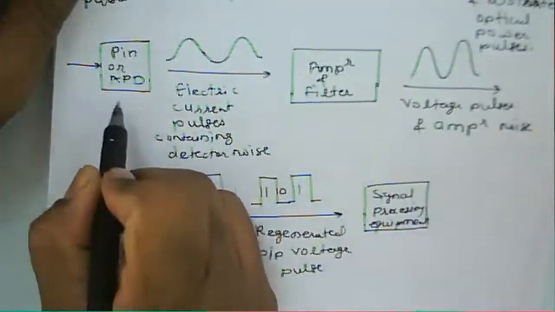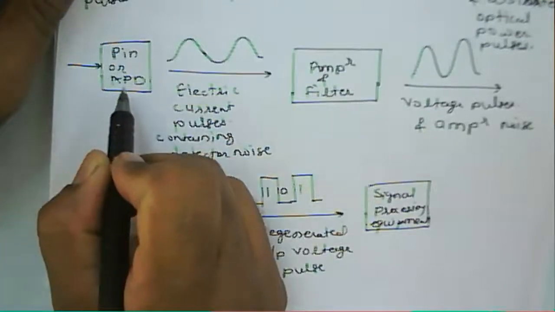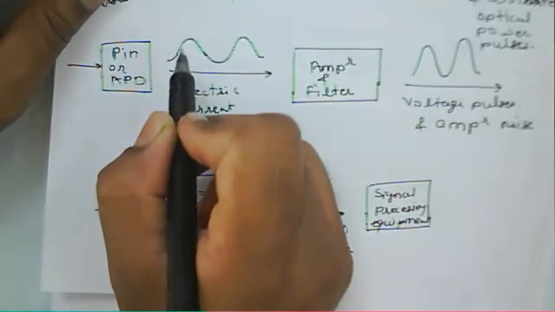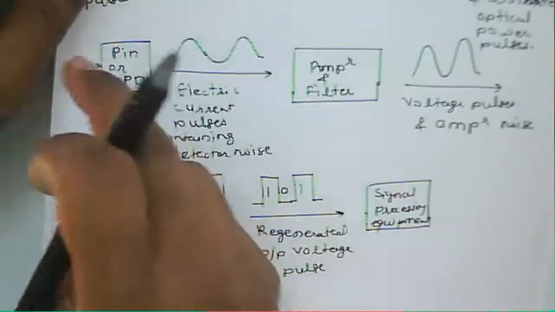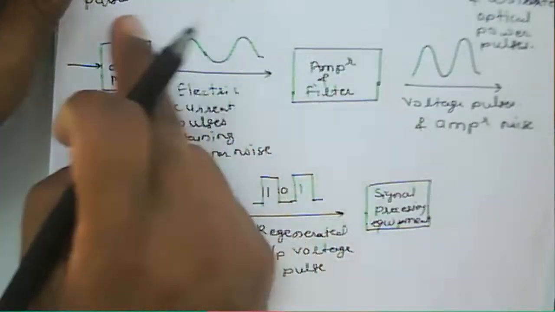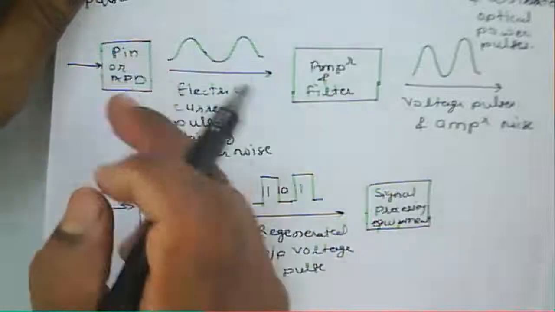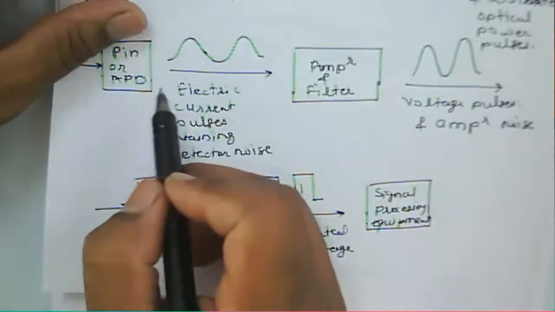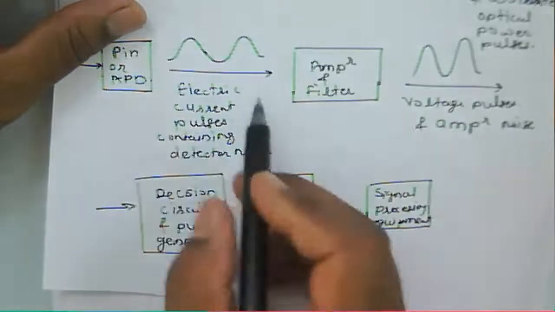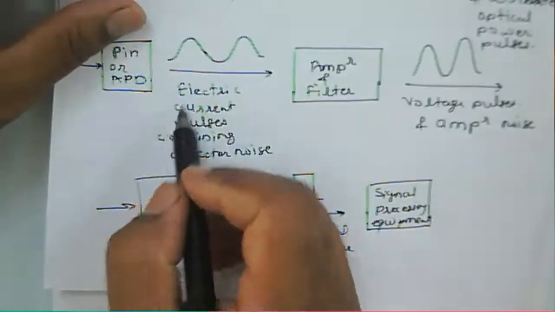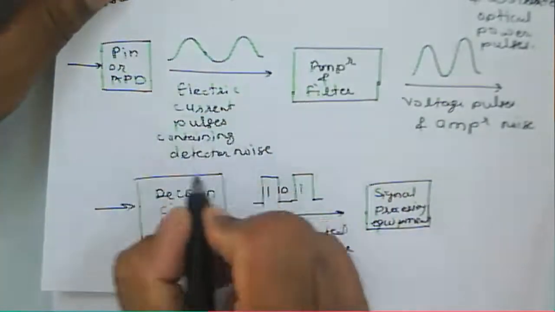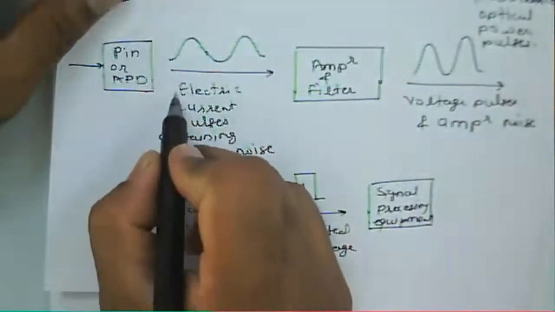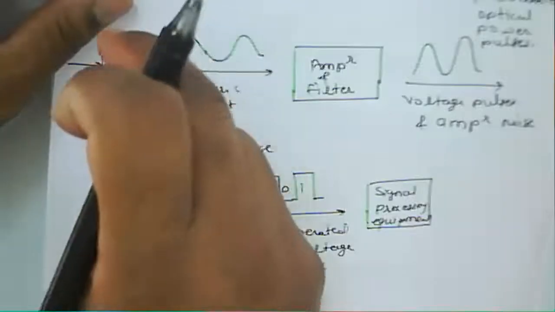And again, because of that photon, it will generate a current. But suppose there is no input to this detector, there is no light. Even without light, the detector generates some particular current, and that current is called a dark current. And because of the dark current, there will be a noise that is called dark noise. We'll see in detail. And the dark noise has two types.